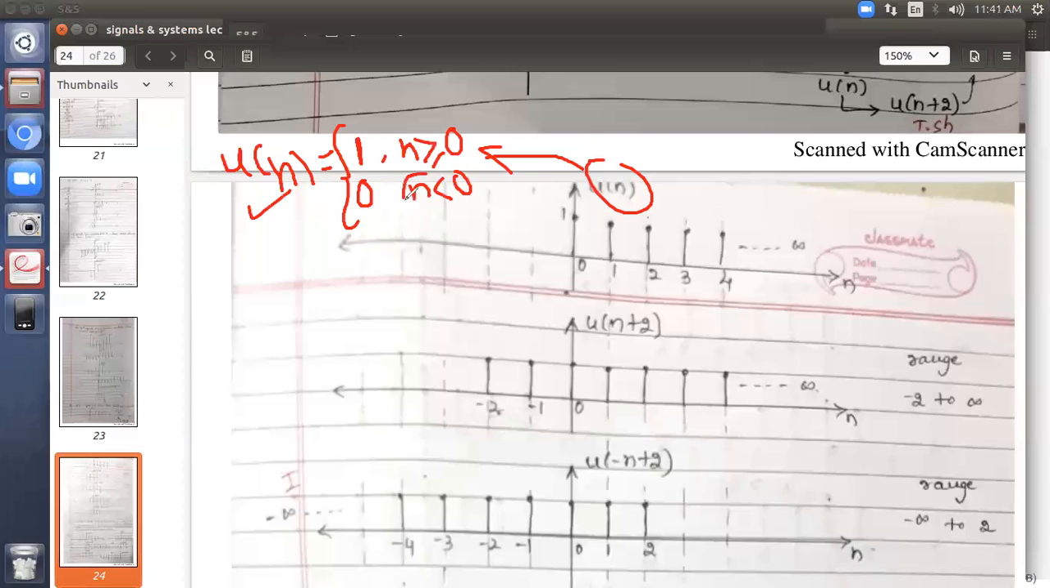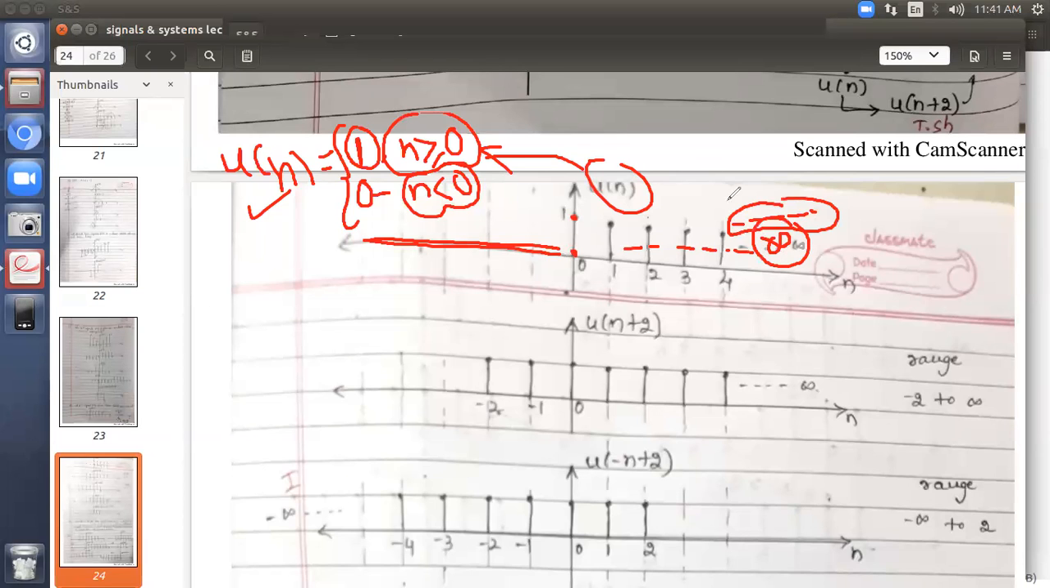For n less than 0, the amplitude is 0. That's why, if you observe, on the left hand side we don't have any amplitude. Now for n greater than or equal to 0, the amplitude is unit 1. Hence the value starts from 0 itself. Amplitude is 1 at 1, 2, 3, 4 up to infinity. Don't forget to draw this dash because this indicates u of n is an infinite signal.